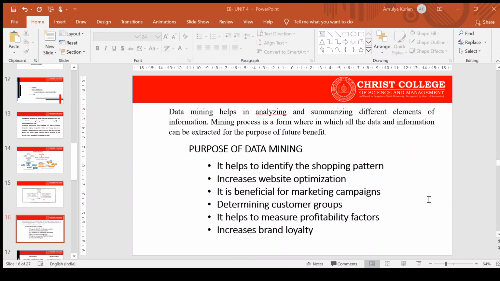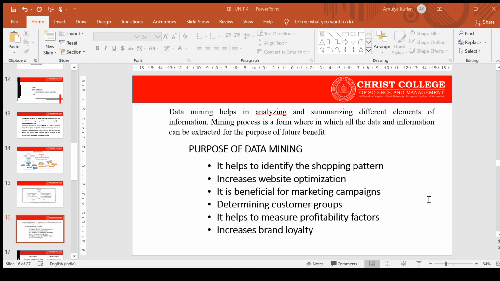So what are the purposes of data mining? The first one, it helps to identify the shopping patterns. For example, most of the time while designing some shopping patterns, one might experience some sort of unexpected issues. So mining methods discover all the information about these shopping patterns, and if there are some recurring problems which are happening, they will be taken care of. Second one, it increases website optimization.